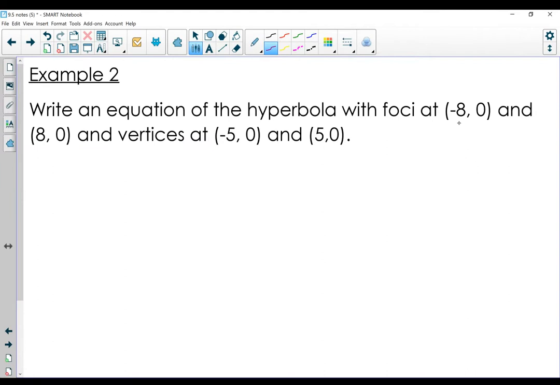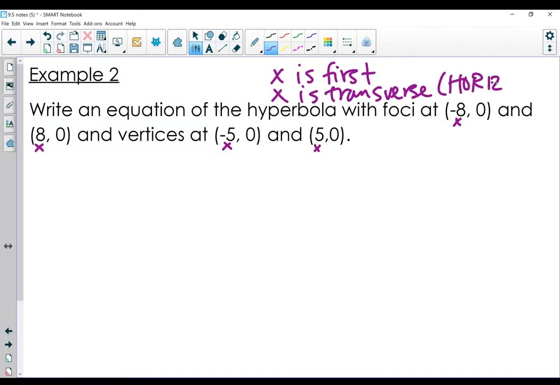So what I notice is my y's here are all 0. These are all x values. And because the x is the number here, then x will be first in the equation. So x will be first. I'm going to write x is the transverse, and what I really mean by that is that it's horizontal. So I have a horizontal transverse axis.